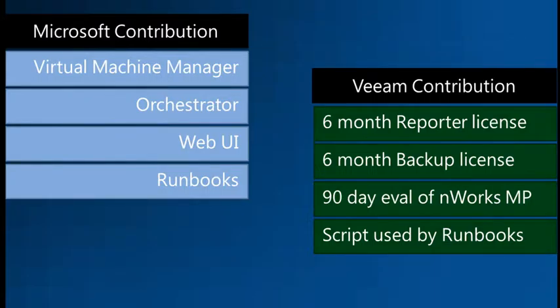And what Veeam has generously provided is a 6-month license for Reporter, a 6-month license for backup, specifically around the conversions, not just in general, a 90-day eval of NWorks, and there's one master PowerShell script that makes all this work, which they provided as well. So all this together makes the toolkit, right? So there's a part that you need from them, a part you need from us, and you put it all together, and this is a complete solution.